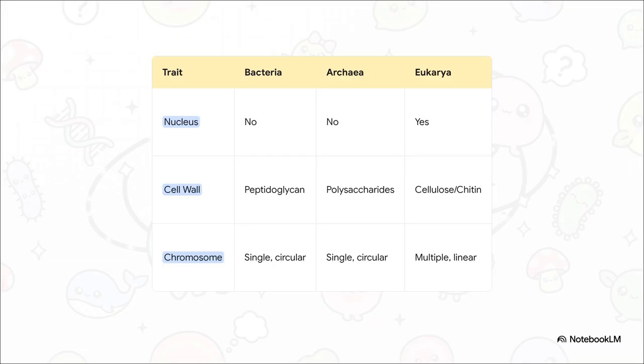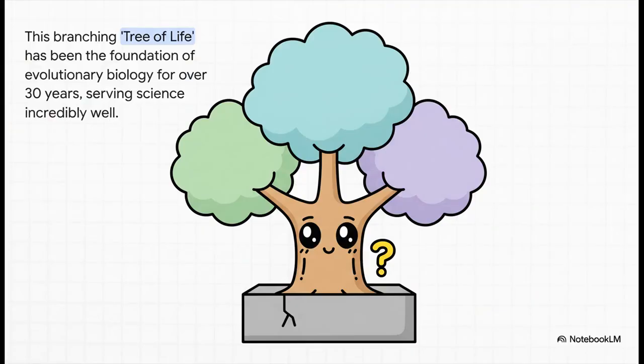And then you have Eukarya. That's us, and plants, and fungi, and pretty much everything you can see without a microscope. We're a whole different beast. We've got a nucleus, multiple chromosomes, the whole shebang. So, this 3-domain system became the foundation for our modern tree of life.